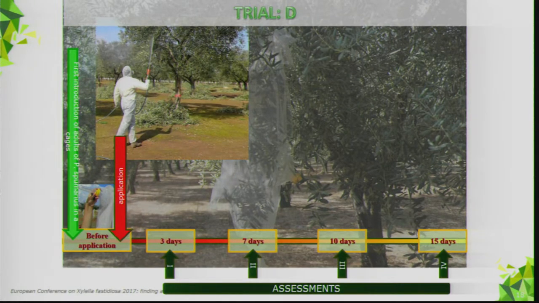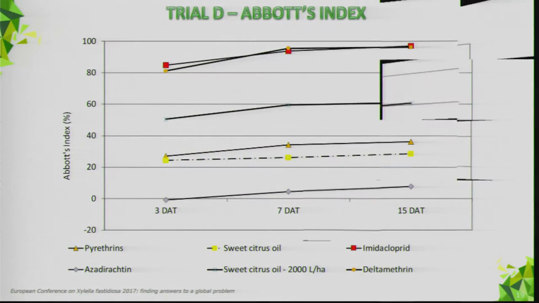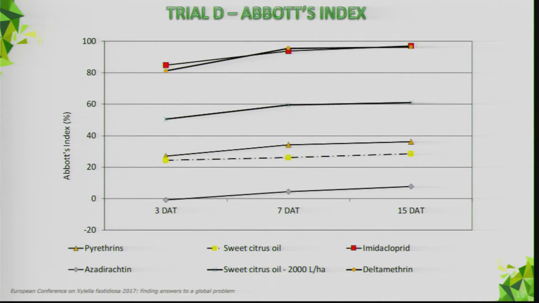In trial D, we have put a prefixed number of insects before the application, and then we have carried out different assessments. But after the application, we have put other insects within the trial. In this trial, we have evaluated the effect of sweet citrus oil at two different volumes: the normal volume that we have applied in the other treatments and a high volume in order to wet completely the vegetation. When sweet citrus oil was applied in this mode, we have obtained good results with a high prompt effect of the products.